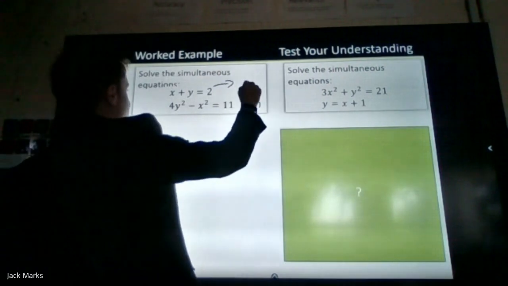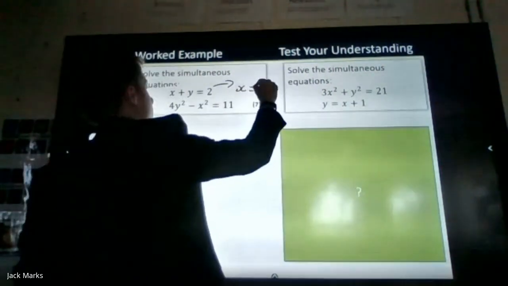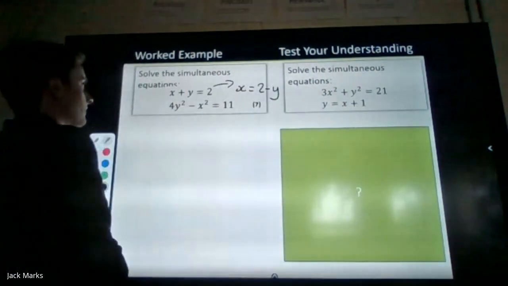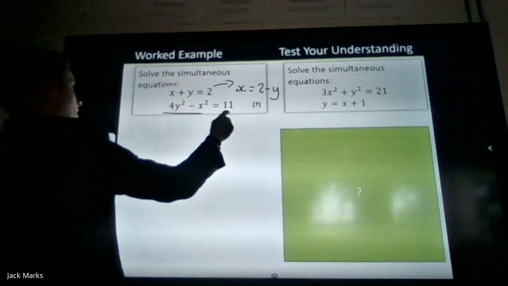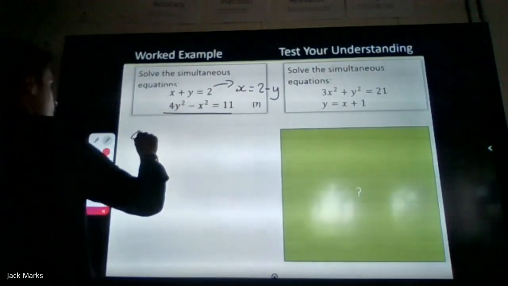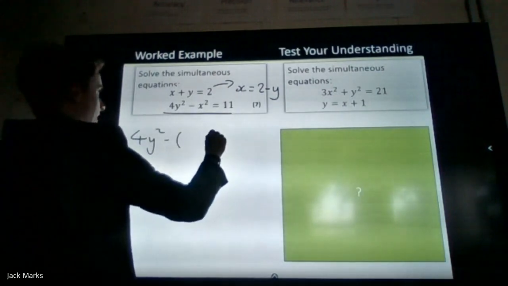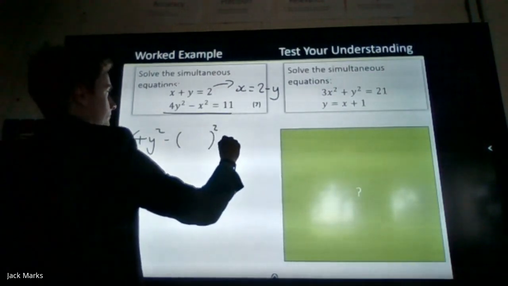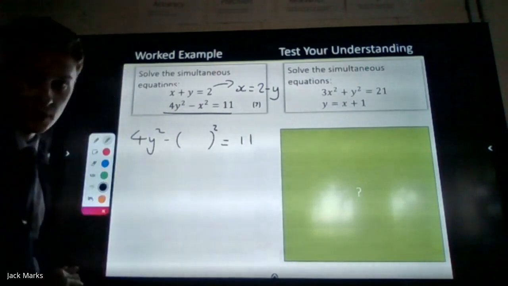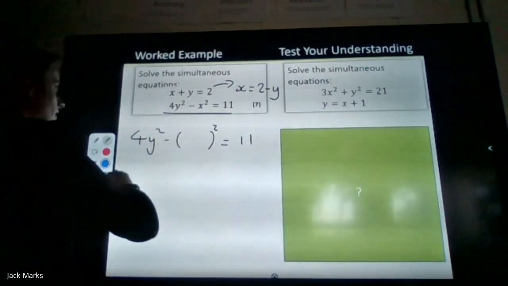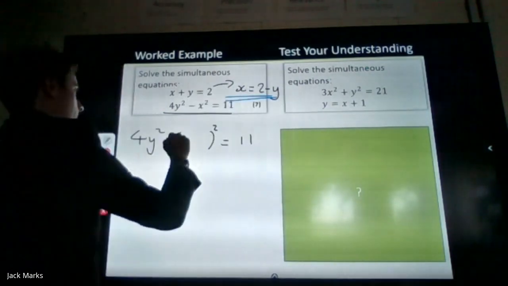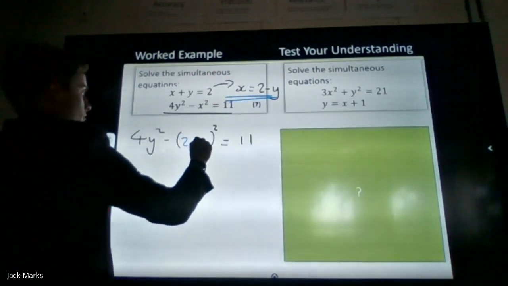So let's make this one here, x equals 2 minus y. And then we're going to plug that into this one here. So rewrite everything, but with a bracket anywhere you want to put an x. Okay. Now, let's put the substitution in. So 2 minus y.